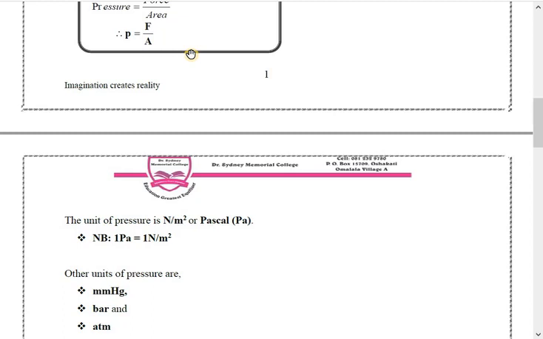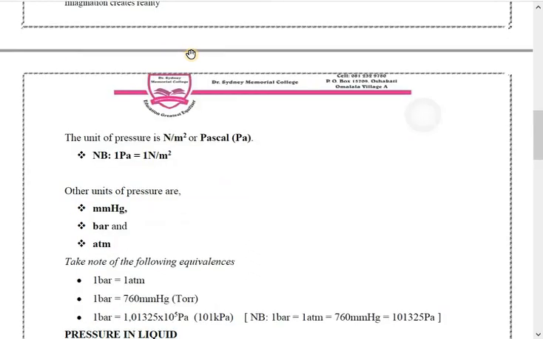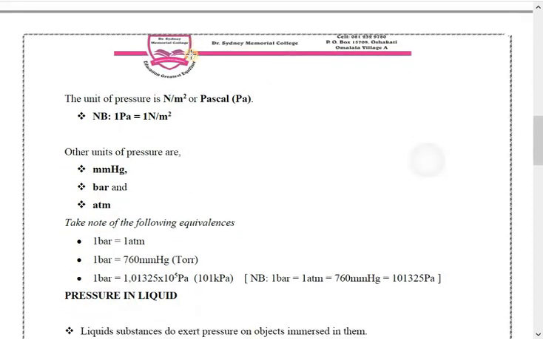So when we say we are measuring pressure, we measure pressure in pascals. 1 pascal is equal to 1 Newton per square meter, right? Other units of pressure are millimeter of mercury, that is mmHg. If you go to your periodic table, you'll find that Hg is the symbol for mercury.